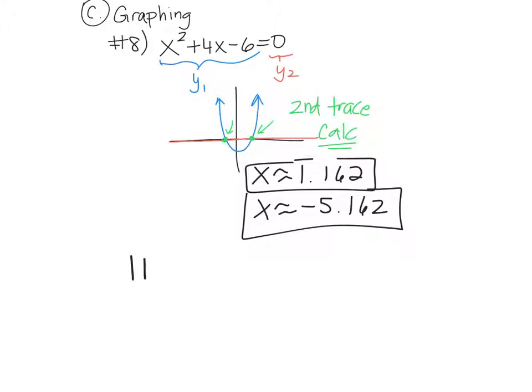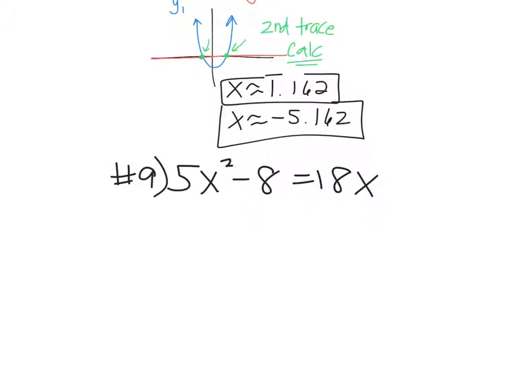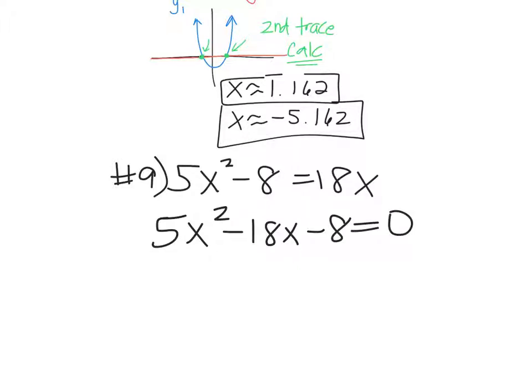All right, if you have something like this, I want you to try this one. The book teaches this one differently, but let me tell you how I do this one. This is 5x squared minus 8 equals 18x. Now, your book will teach you to put y1 as the left and y2 as the right. I don't do that. I like to bring everything over to one side and have 5x squared minus 18x minus 8 equals 0. That way, when you go to graph, y1 is always the parabola and y2 is always 0.